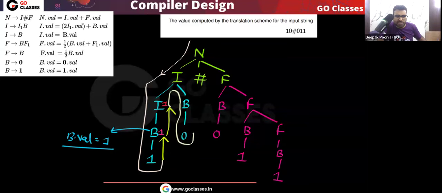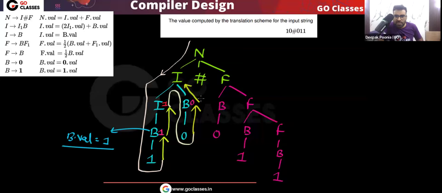You can see we got our next reduction. That is, this 0 is reducing to b. When this zero reduces to b, immediately after this reduction, we will perform the corresponding semantic action. So this b dot value will become 0 dot value. 0 dot value is 0, that is given in the question. So this b dot value will become 0. Very simple.